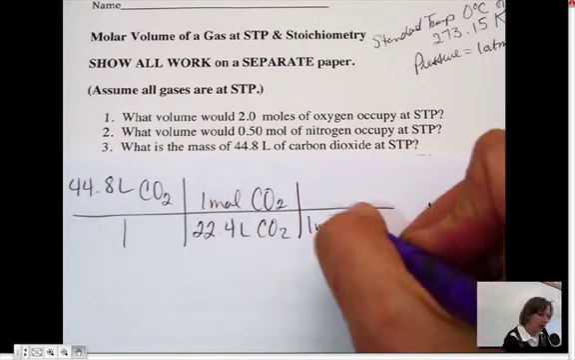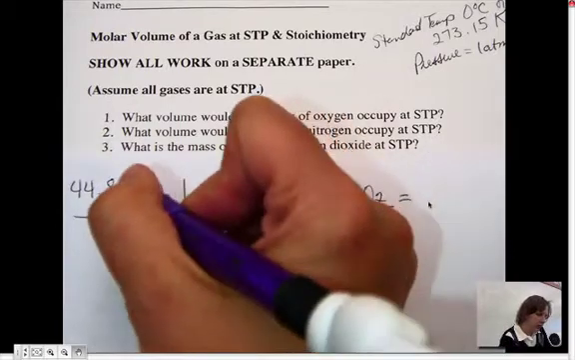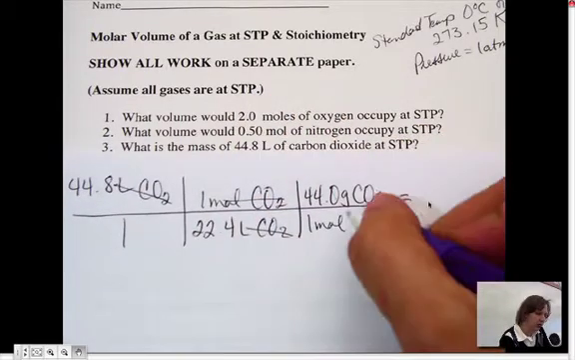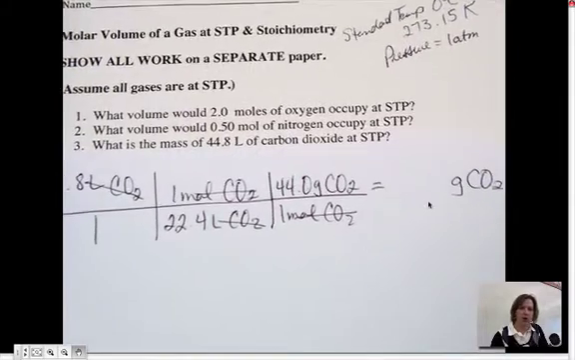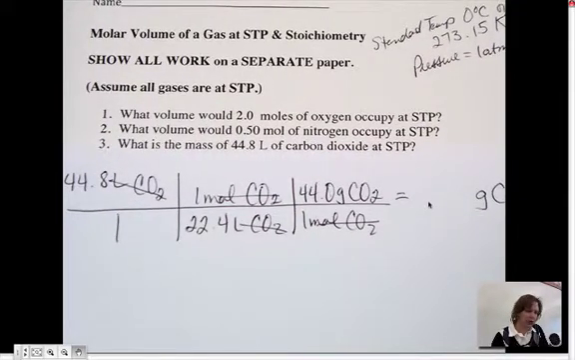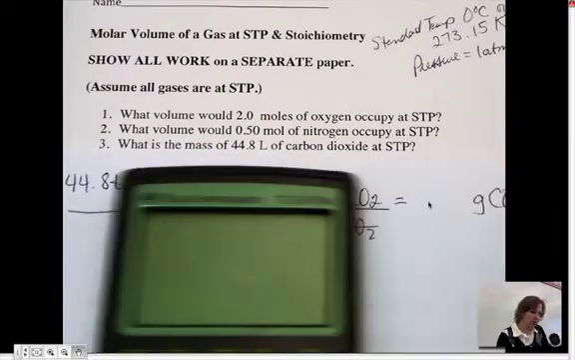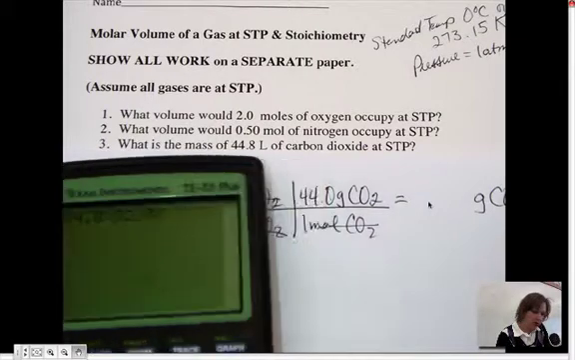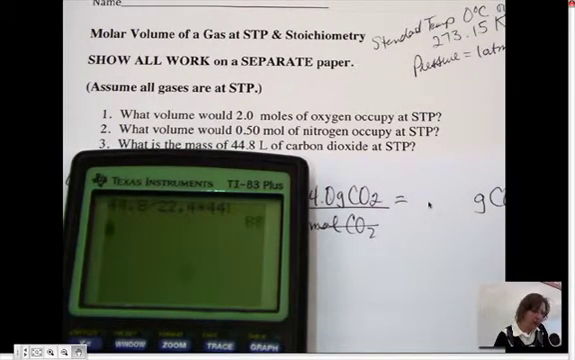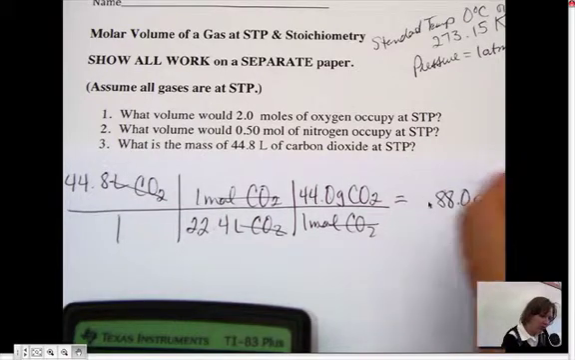And then the 1 mole goes on the bottom, and the molar mass, which is 44 grams of carbon dioxide, goes on the top. Then liters of CO2 cancels out. Moles of CO2 also cancels, and your answer should be in grams of CO2. And then our math is 44.8 divided by 22.4 times 44. So let's put that in here. 44.8 divided by 22.4 times the molar mass, which is 44. The answer is 88 grams. We need 3 sig figs, so 88.0 grams of carbon dioxide.